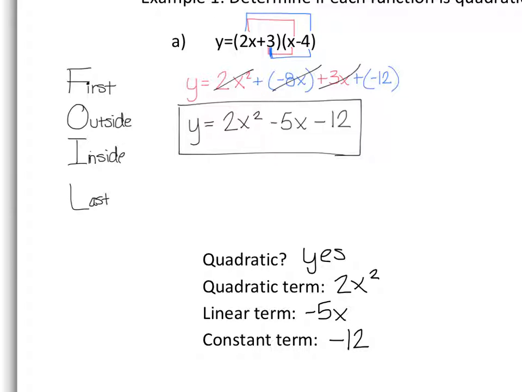Is this too bad? What about FOIL? Do you remember FOIL at all? Do you remember multiplying things like this? Maybe. It's like you're distributing the 2x to everything and then the 3 to everything. This is key. We have to know how to do this. First, outside, inside, last, and you add them all together. All right, let's do the next one if you don't have any questions.